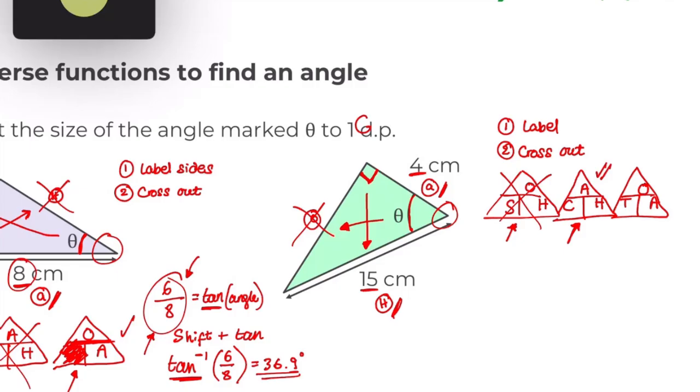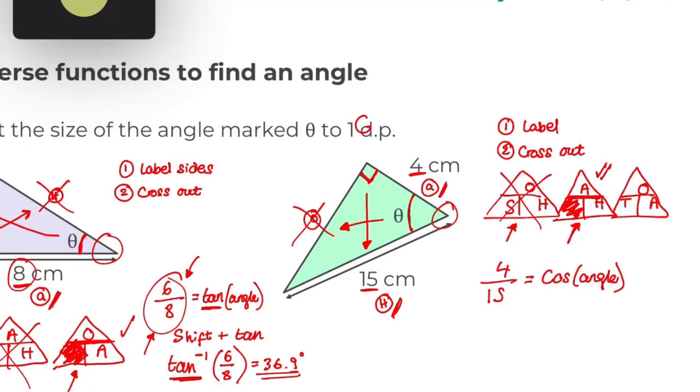Okay, we need to work out our angle, so we're just going to cross out C because that's what we need to work out. We're left with A over H. Okay, A is 4, H is 15, so we're going to have 4 divided by 15 because of the line there. And that's going to be equal to cos angle.